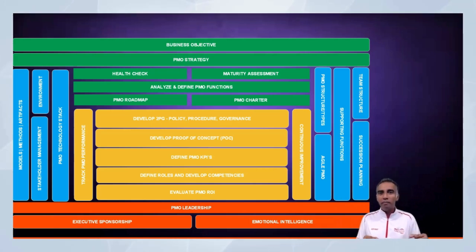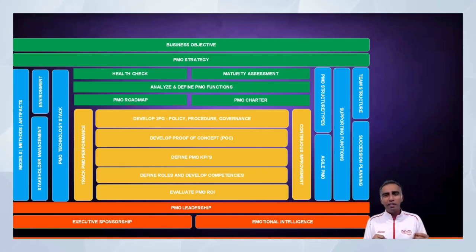Then followed by the execution or executable layer, which is the one in amber. We talk about developing the policies, procedures, and the governance. And then at the same time, instead of taking it as a big project, we develop a proof of concept, get a quick win, so that we can demonstrate to the sponsors and to the organization what is the mechanism or what is the effective ROI by implementing a PMO, right? So that's one of the crucial ones.